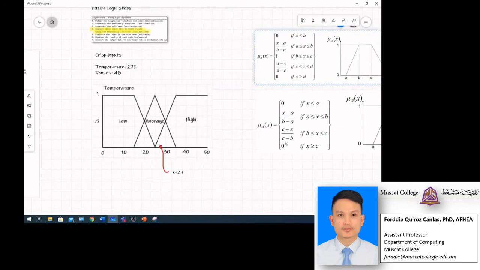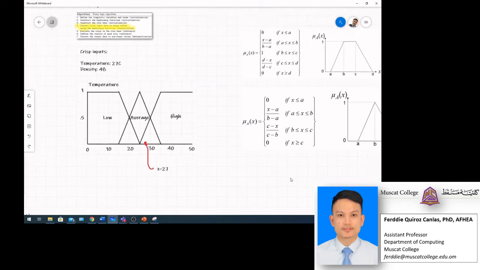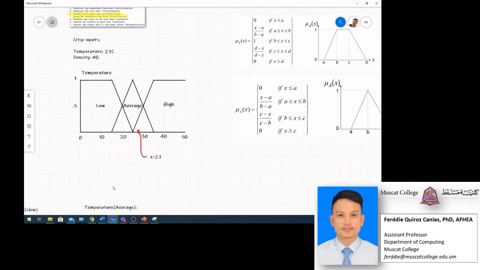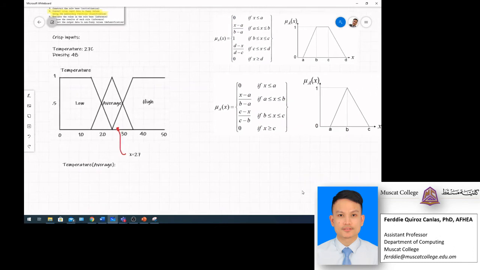Okay, so we'll be using this. In this, which one are we going to use? Since we have two for the average, which one are we going to use? The triangle, right? So we'll be using the triangle for the average. Our x is located here, meaning between B and C, right? This is A, this is B, this is C.